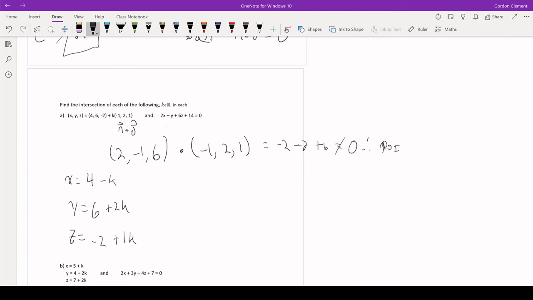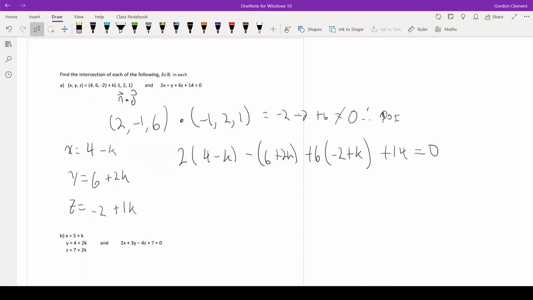We have those, and guess what? The plane has an x, it has a y, it has a z. So I'm just going to plug those in for x, y, z. Can't see my signs anymore. Plus 6 times. And now we just have a single equation with one variable. So we should be able to get k pretty easy.